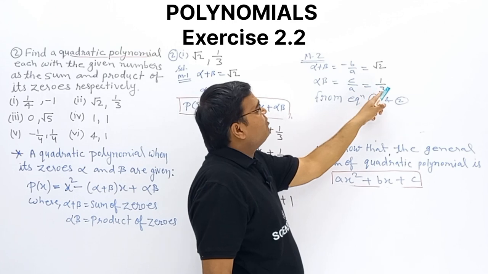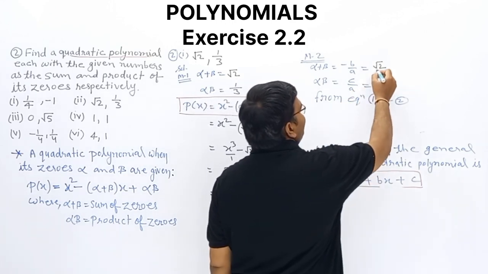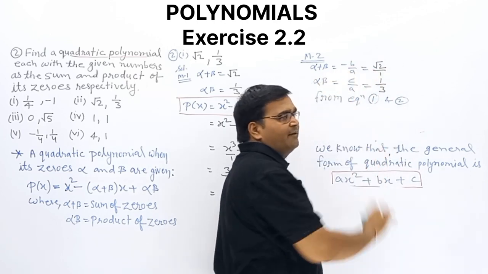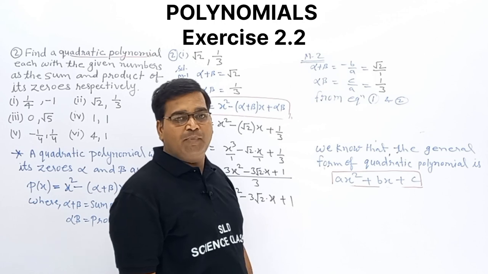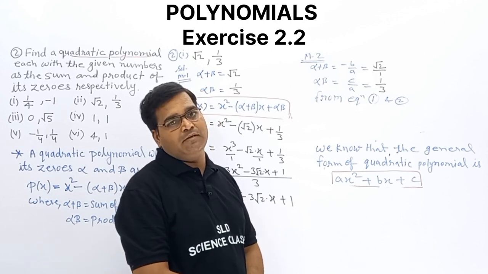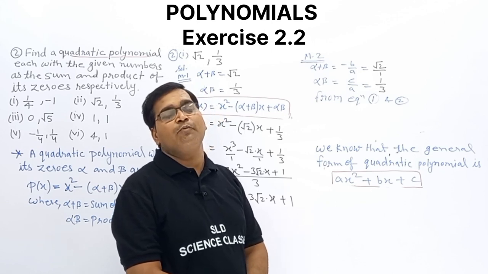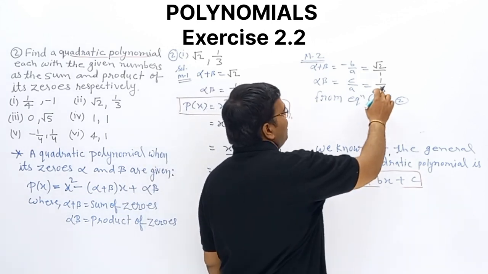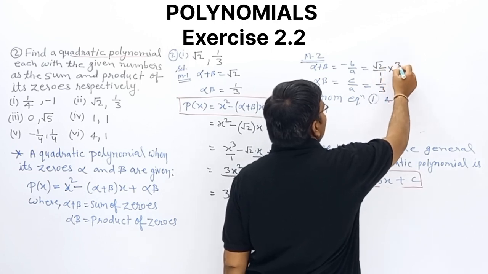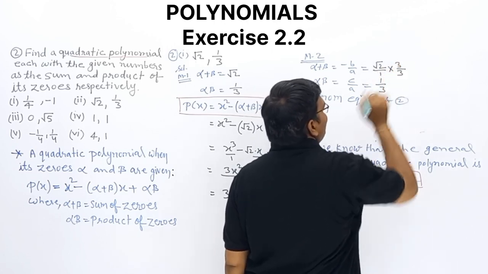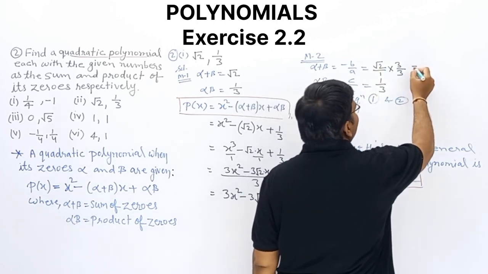Now in this we are having denominator, but this one is having denominator 1. So in both we are having denominator a, so we should make the denominator equal. Then we can compare both and find the values of a, b, c. So this is 1, this is not 1, so we will multiply and divide this by 3.